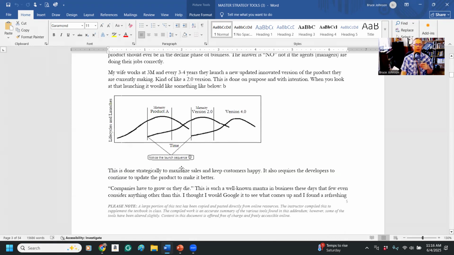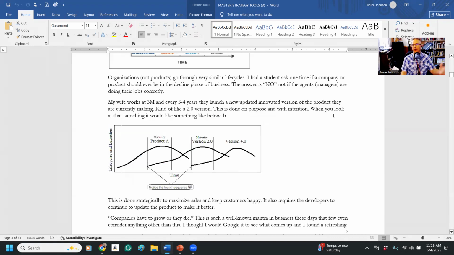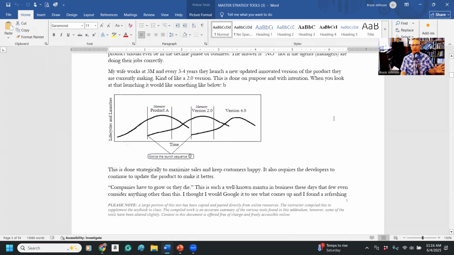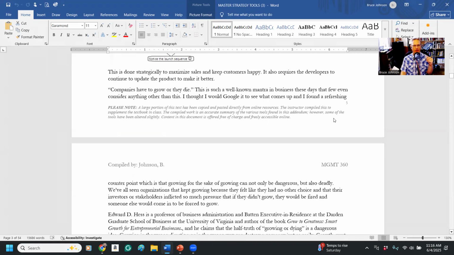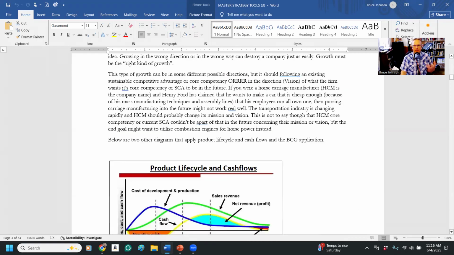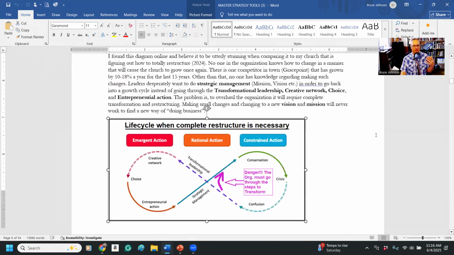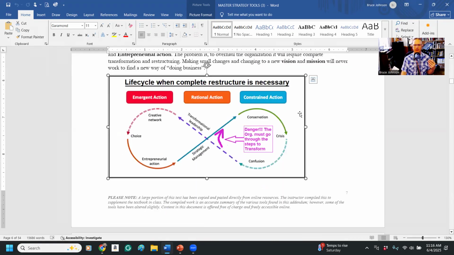Very similar. We talked about launching the 2.0 versions, and a company should never be in the decline phase of business. I would say, though, from the standpoint of an investor, all companies grow, they mature, and they decline. Okay. But it is true, they should be hiring someone to keep them out of that. But that gets us into this life cycle structure.